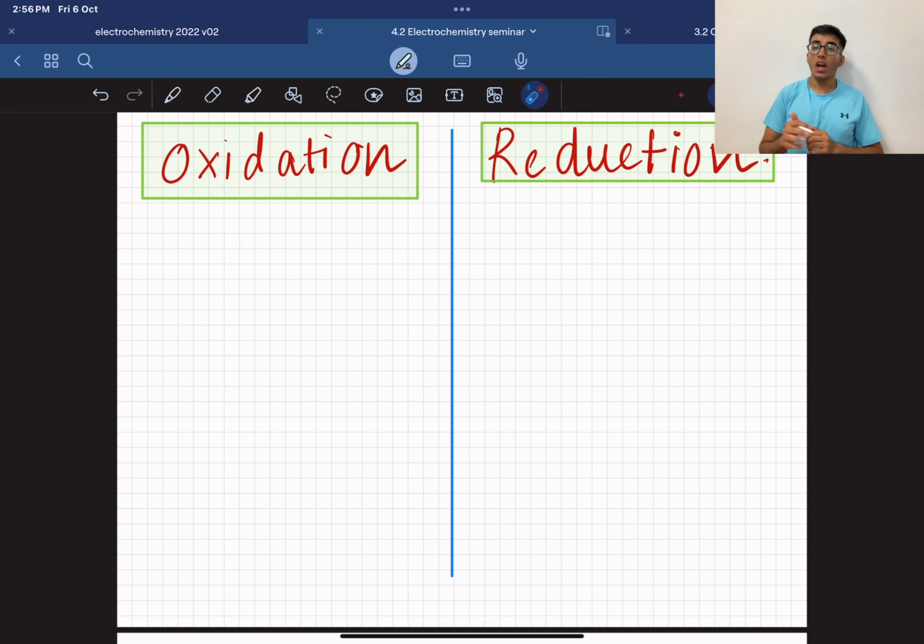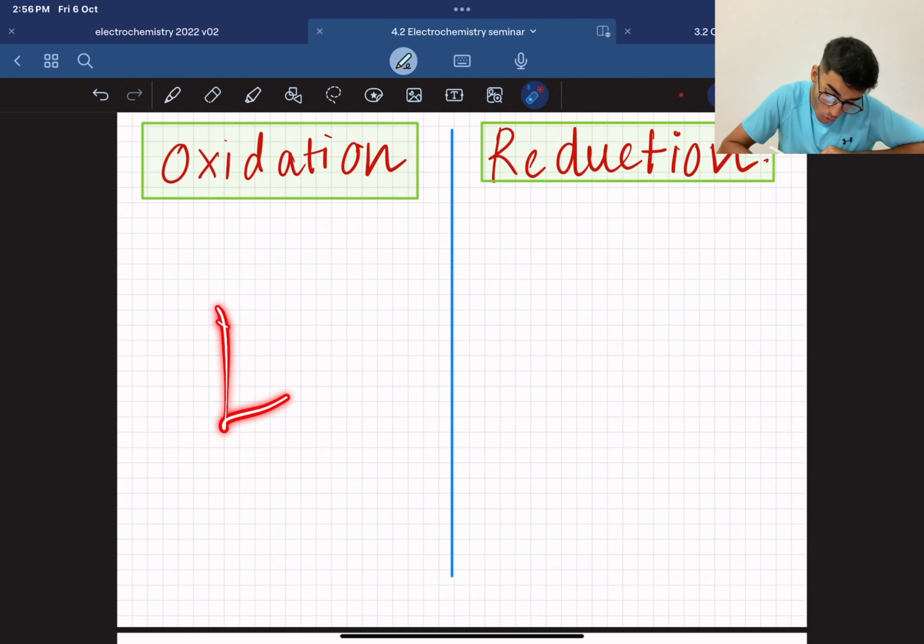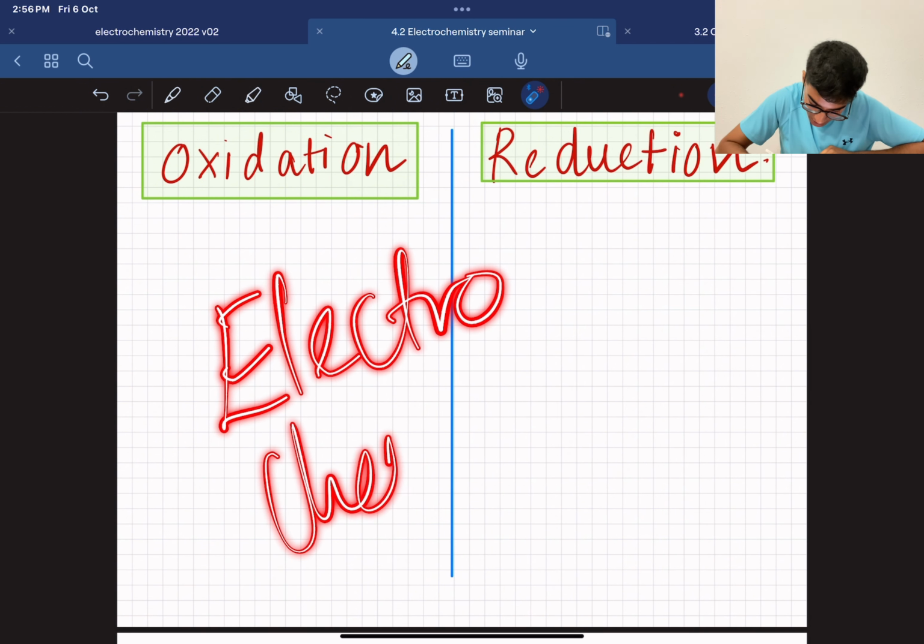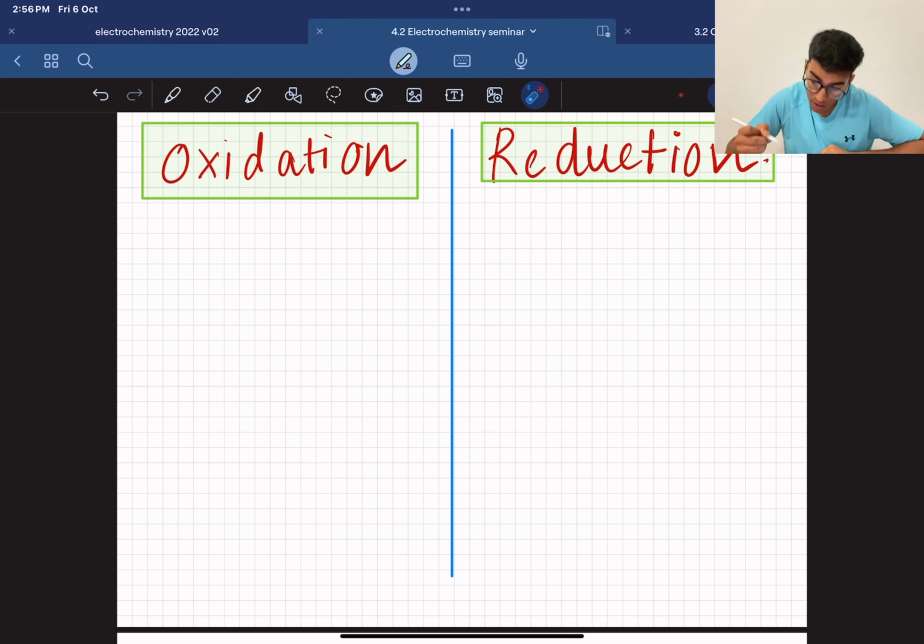We have oxidation and a reduction. These are the two types of reactions that take place in electrochemistry. What is electrochemistry? It is the field of chemistry which is concerned with converting chemical energy to electrical and electrical energy to chemical energy. This is how your batteries work, AA, AAA, and all that. They work on the principles of electrochemistry.